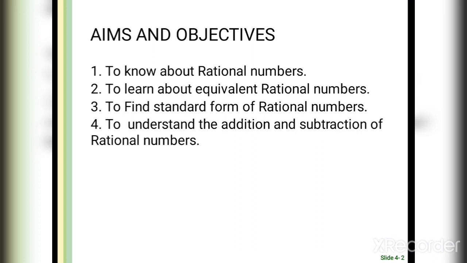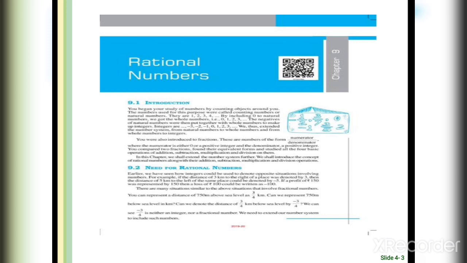Aims and objectives of the chapter are to know about rational numbers, to learn about equivalent rational numbers, to find the standard form of rational numbers, to understand the addition and subtraction of rational numbers. This is the book you have to open.